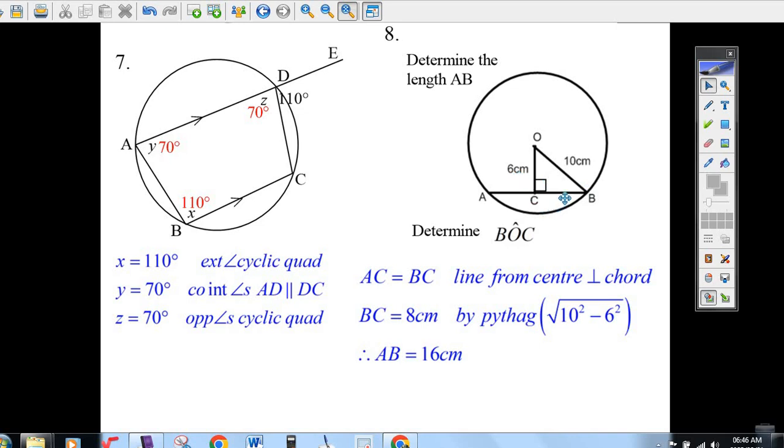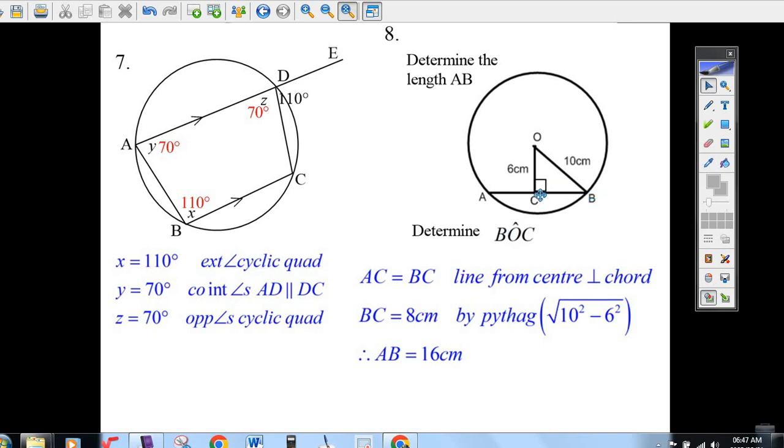So Pythagoras is a squared plus b squared, the two sides squared next to the right angle to equal the long side squared. So all you have to do is, if you went like BC squared plus 6 squared equals 10 squared, you're going to have to subtract 6 squared from 10 squared, take the square root, and you'll get that BC is equal to 8. You've got to say by Pythagoras.